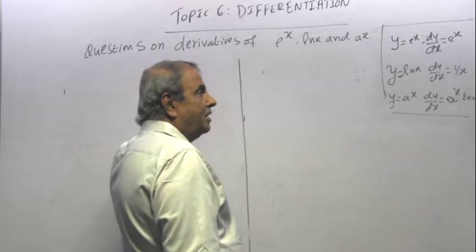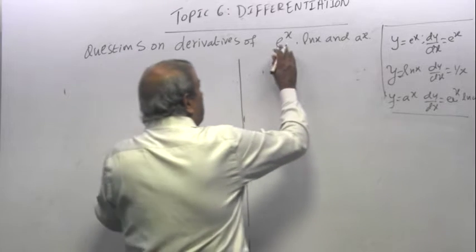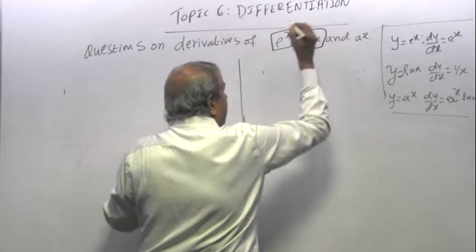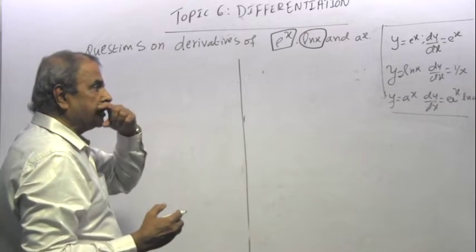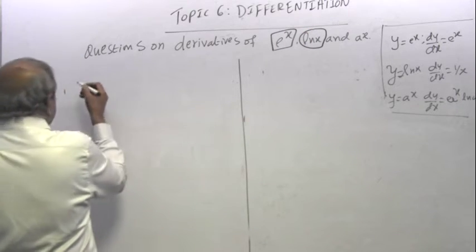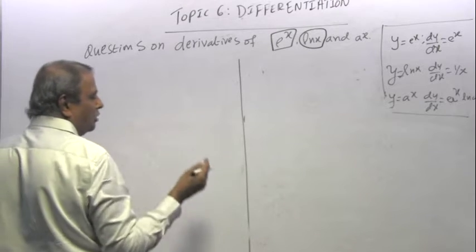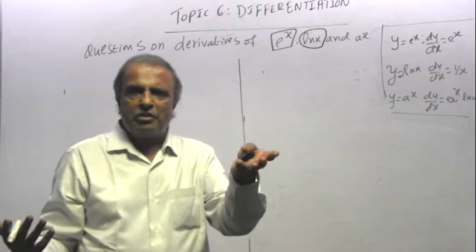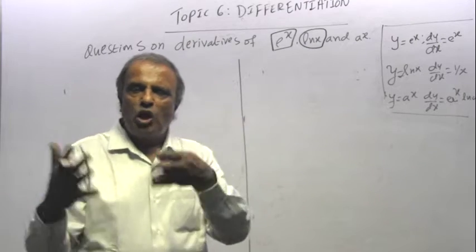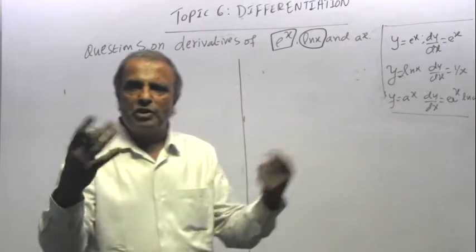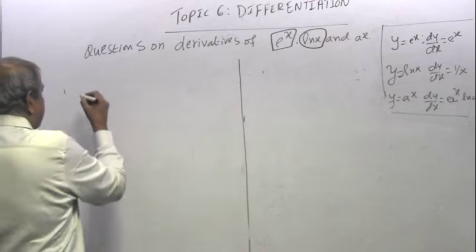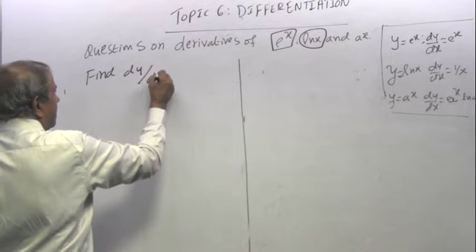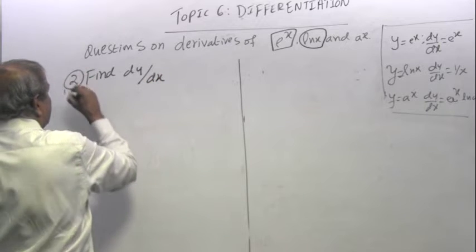Okay, last time I showed you how to apply the formula for e power x. Today, I'll try and do some logarithmic functions. For example, remember the rule: whenever you're differentiating logarithmic functions, wherever possible, use the laws of logarithms before you differentiate. For example, let's see, find dy by dx when. I'll call this question 2.